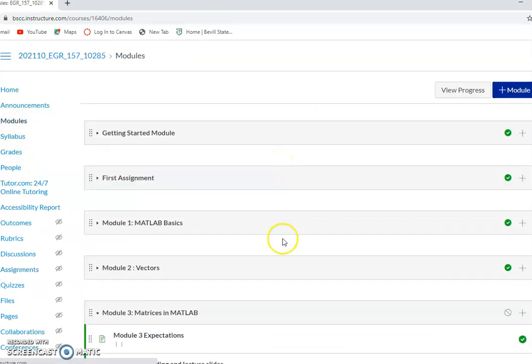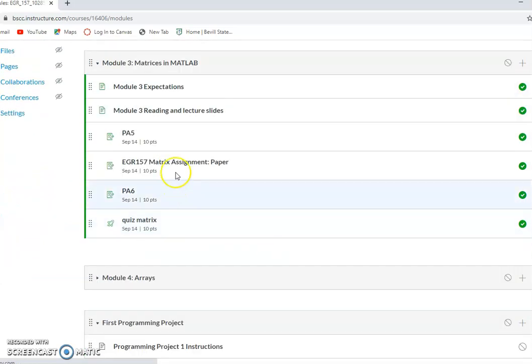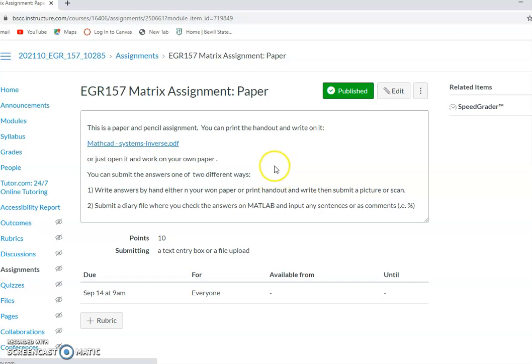Now, I also have a by-hand assignment, if you will, that I want you to do. This will count as a quiz. You might want to do it before you do PA6. The instructions are here. The idea was for you to write it out on paper and take a picture and send it in, and you can check your stuff on MATLAB. If you feel comfortable enough in MATLAB to do that, then go ahead and send me a diary file that contains all those problems. Either way, that's going to count as a quiz. So do that one also.